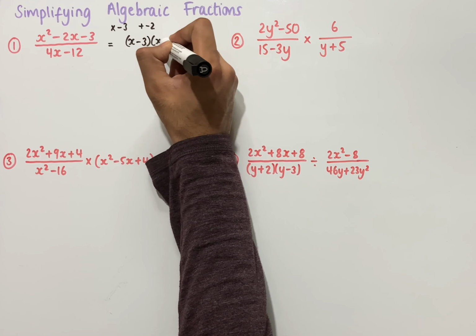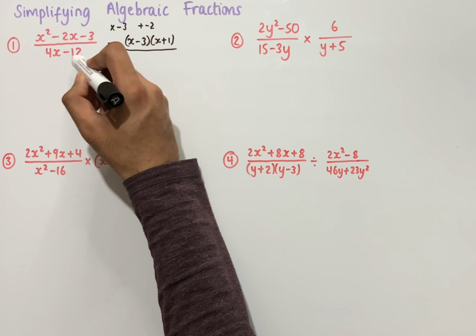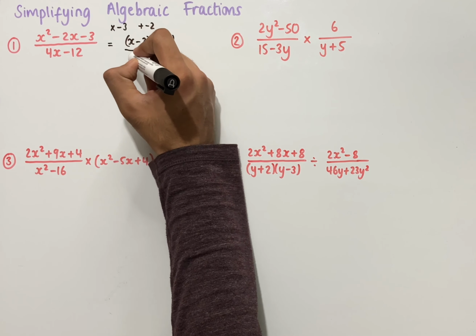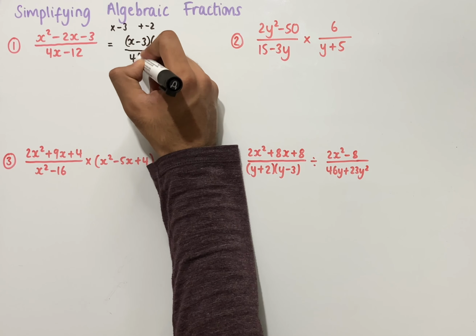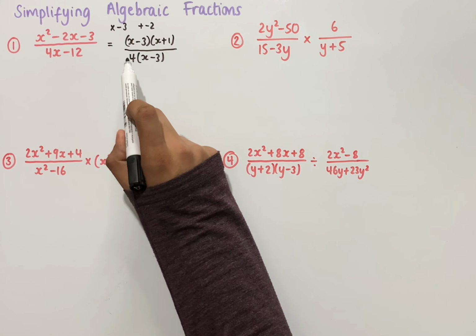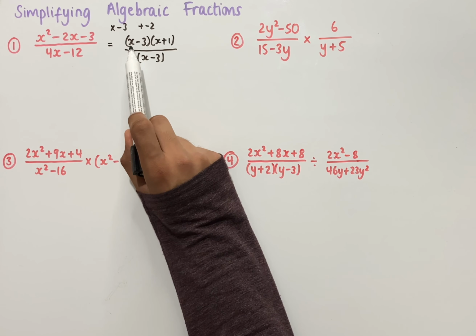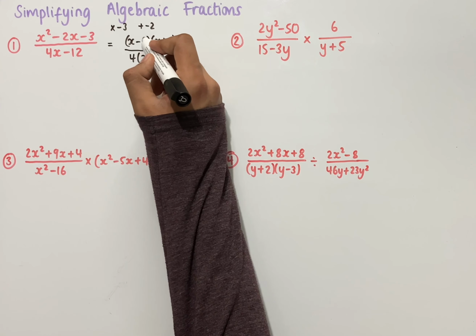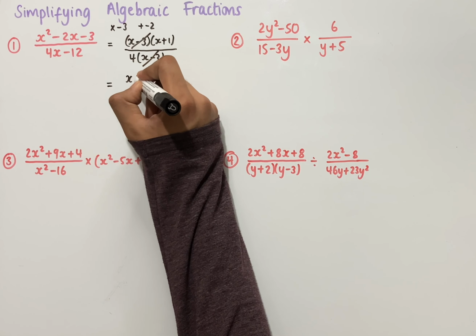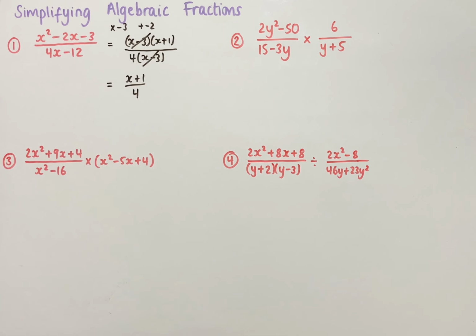and in our denominator we see that 4x and minus 12 have a highest common factor of 4, and so if we factorize the 4 out from both terms, we end up with 4 and then brackets x minus 3. Now looking at both the numerator and denominator, we see that both have a common factor of x minus 3, and so if we cancel out this factor, we end up with a final answer of x plus 1 over 4 as our simplified version of this first algebraic fraction.